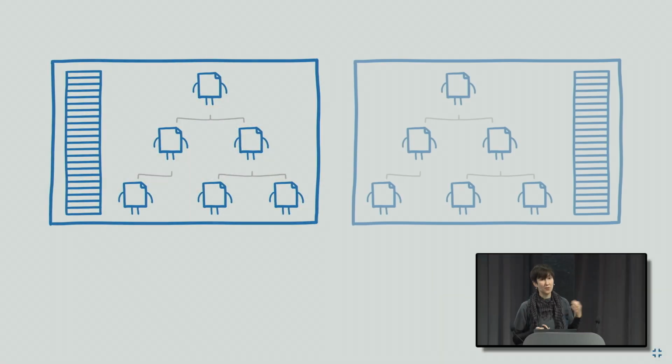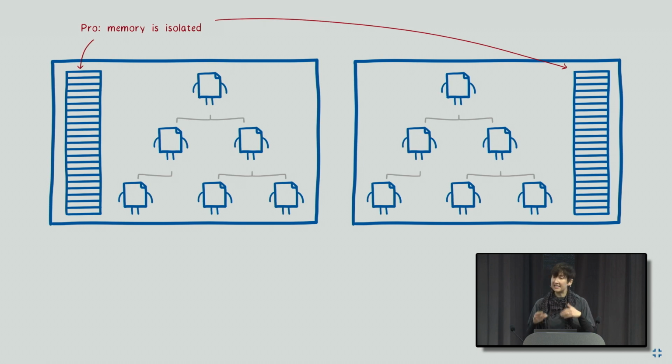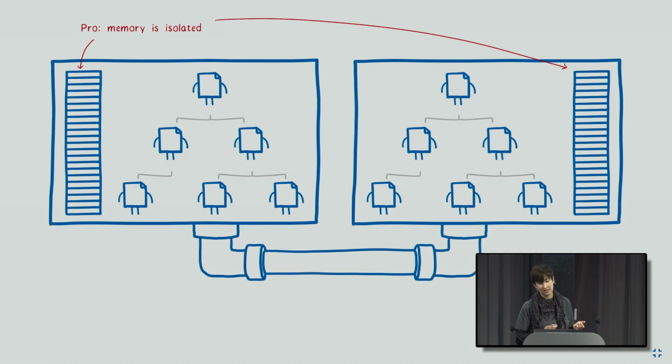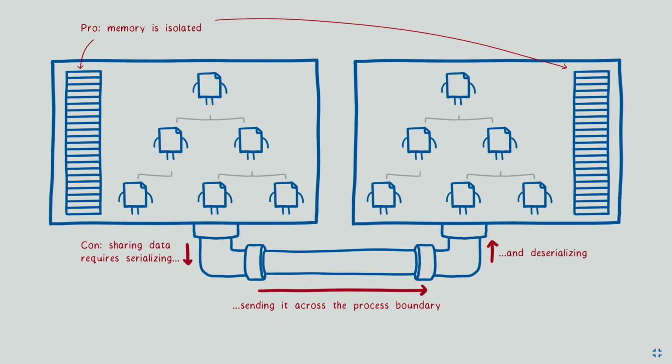When you start a program, the OS fires up a new process, and each program gets its own process. Each process has its own chunk of memory to use, and it can't access the memory in the other process. If it wants to get data from the other process, it has to ask for that data. And then the data is sent across the process boundary using inter-process communication, which is basically a pipe between the two processes. For the data to go through the pipe, it has to be serialized on one side and then deserialized on the other. So that adds overhead and complexity. But this does ensure that each program is in control of its own data and memory.